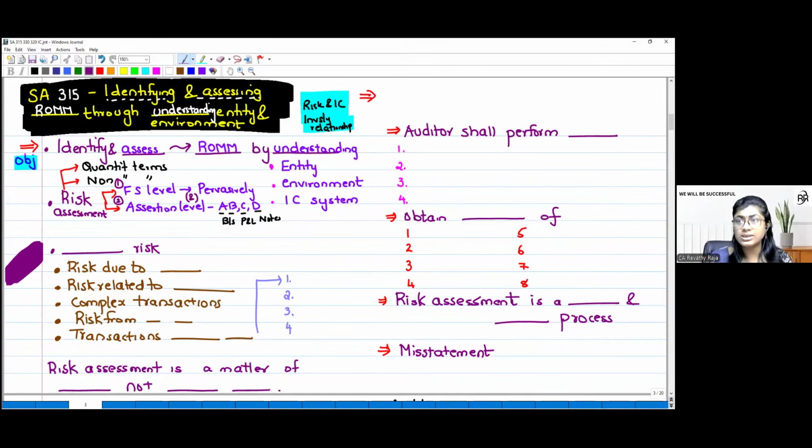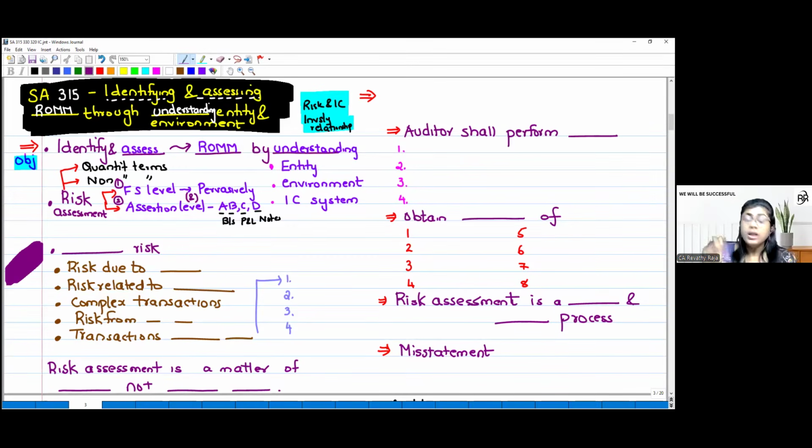Many of you are saying or. No, it was a past MCQ question. Risk assessment is in FS, assertion, A or B, A and B. Answer is A and B. You have to see overall FS affecting risk as well as specific risk with respect to account balance, class of transaction, disclosure. Those students who said or, can you reply whether you understood? It's not or, it is and.